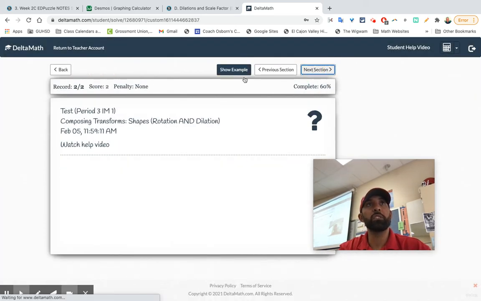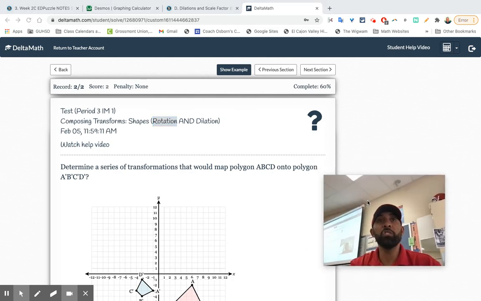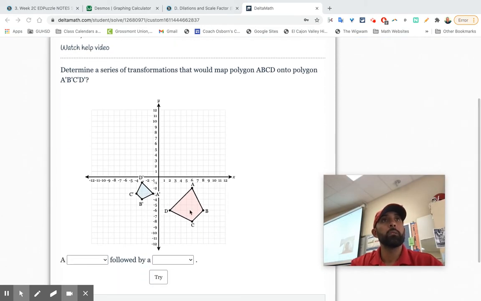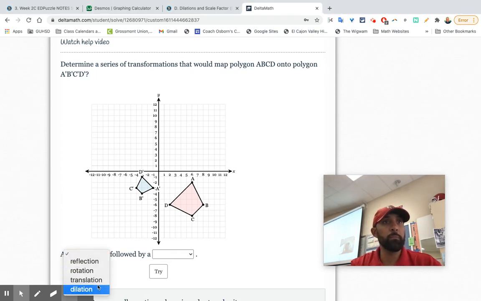Now the next section is rotations. With the rotation, we still want to figure out the dilation scale factor. So let's start with the dilation again.